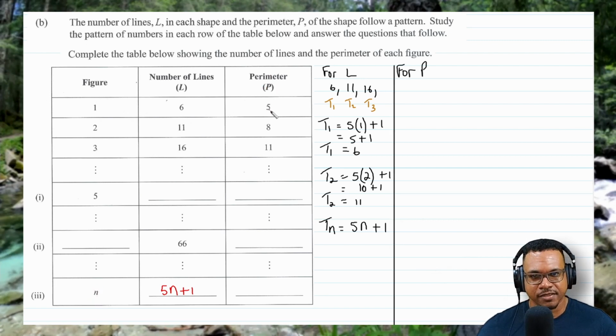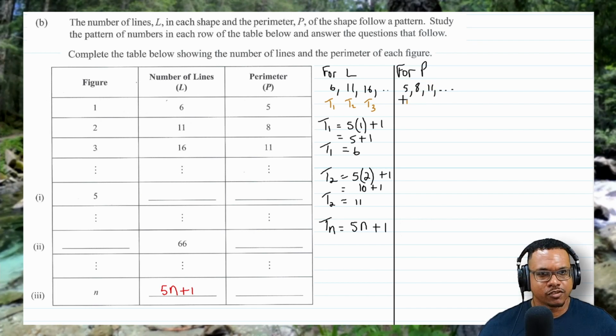So for the perimeter, our pattern is 5, 8, 11. So that's 5, 8, 11, and so on. Now let's see the pattern here. 5 plus 3 is 8. 8 plus 3 is 11, so we're going up by 3. So this will be my first term, second term, third term.